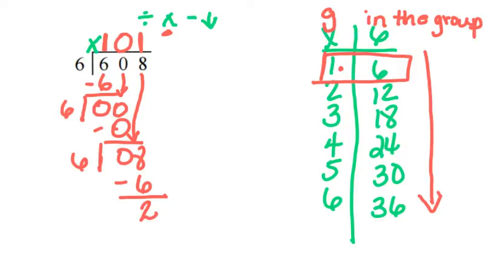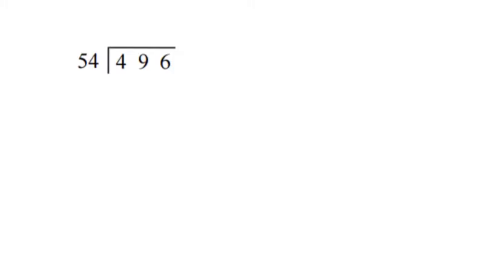Now we don't have anything else to bring down. That lets us know that 2 is going to be our remainder. 2 is smaller than 6, so I know that I'm done dividing. So I can get 101 groups of 6 from 608, with a remainder of 2.